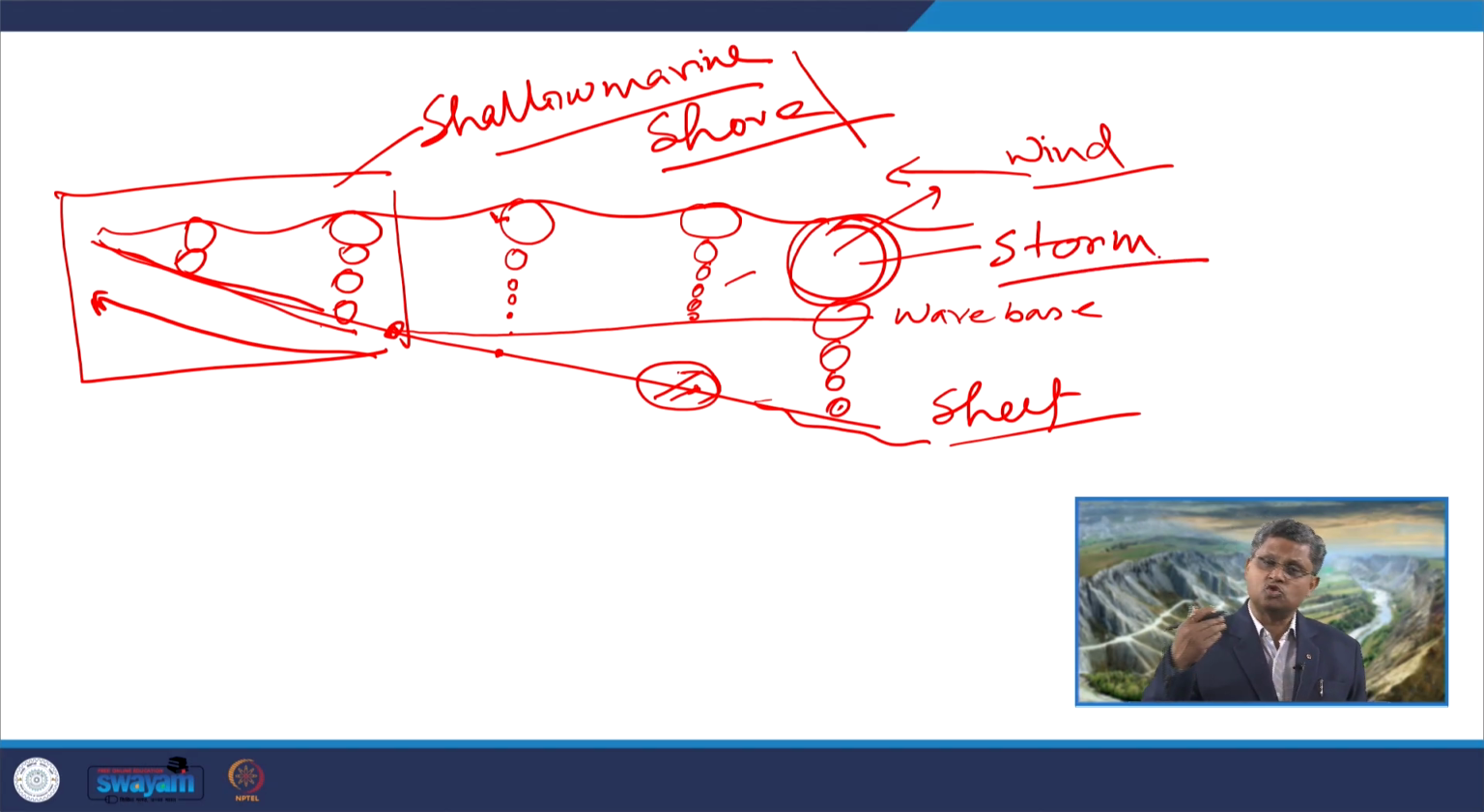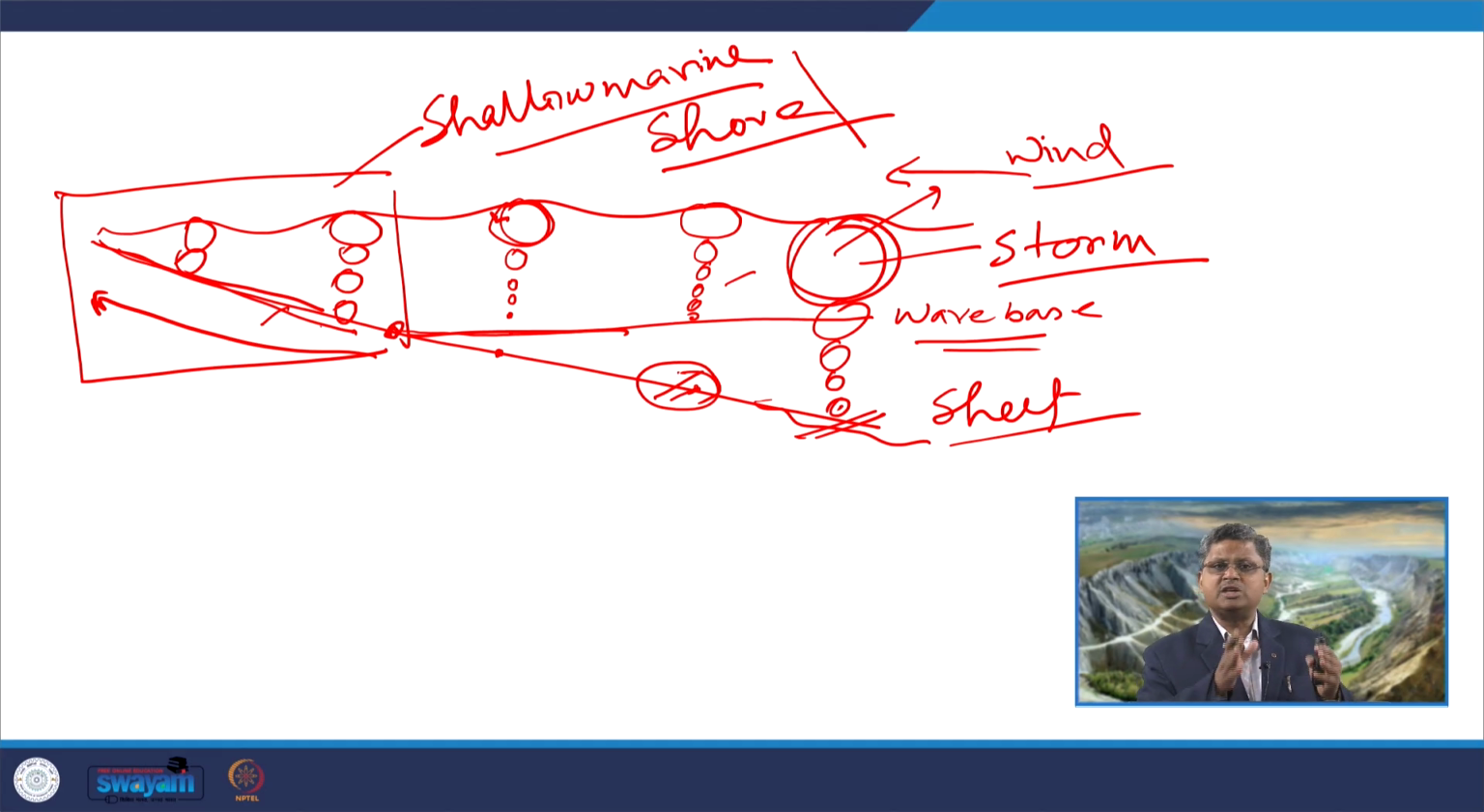So, we can have a storm condition when the wave vortex will be much larger, it will penetrate much deeper within the water column, and it can affect a much deeper part of the substrate. Whereas, in a normal condition, in a fair weather condition, the wave size is much smaller, wave energy is relatively lower, and the wave vortex will die out at some depth, commonly called the wave base, and the area lying above the wave base is prone to erosion.